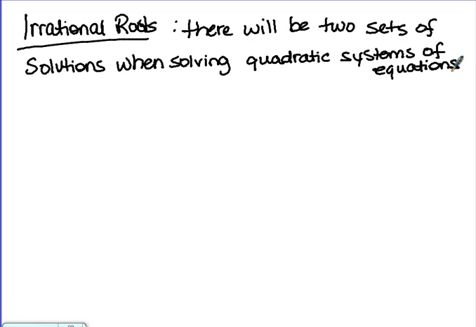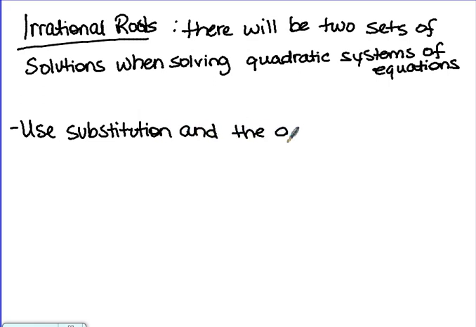All right. Now the way that we're going to do this, since we're ending up with irrationals, is we are going to use substitution and the quadratic formula. All right, let's look at an example. We'll just walk our way through this one.